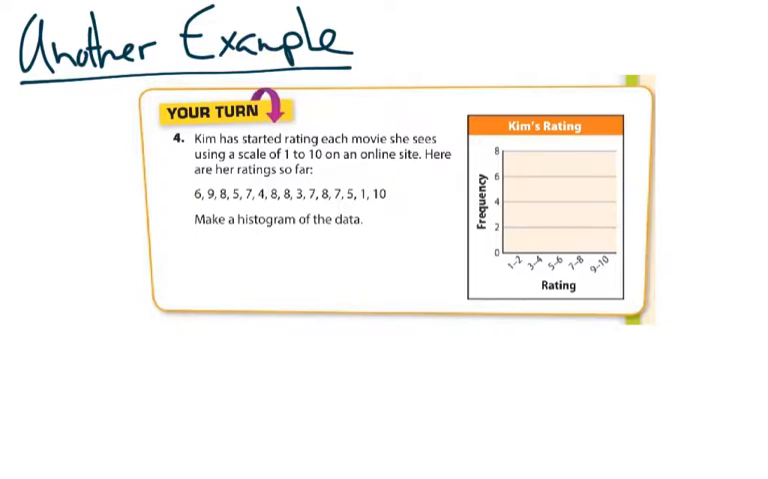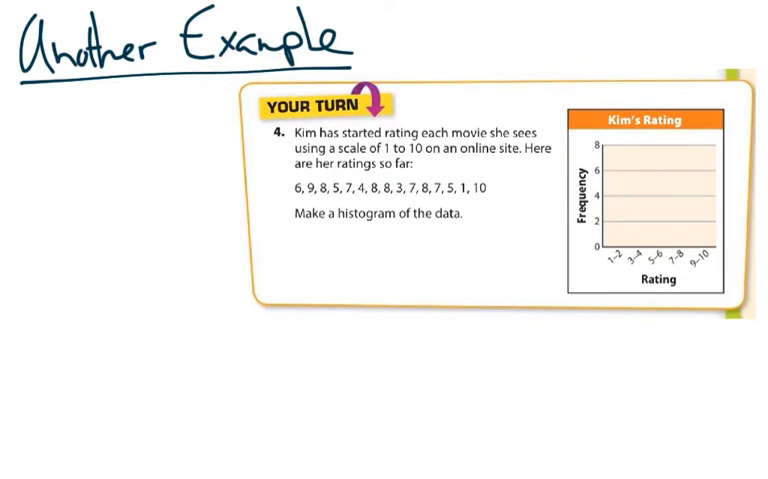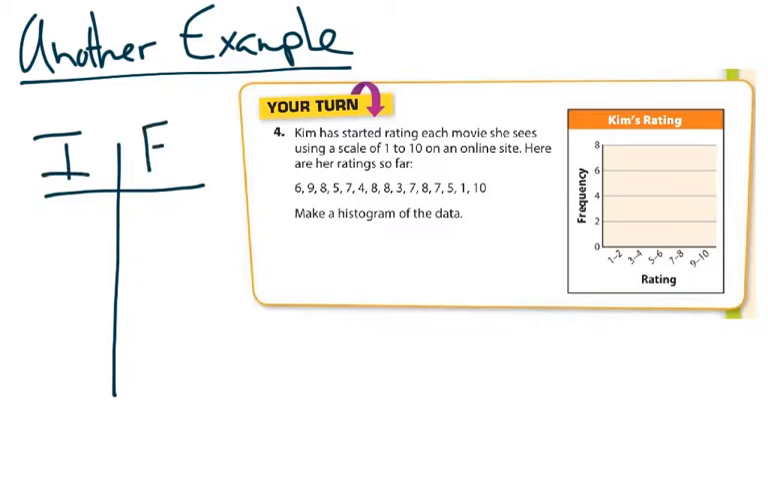Kim has started rating each movie she sees using a scale of 1 to 10 on an online site. Here are her ratings so far. Make a histogram of the data. So the first thing we need to do is make that table. Actually, first I'm going to move this picture over here, give myself some space. I want to make a table. On one side, I'm going to have the interval. On the other side, I'm going to have the frequency. And for this, I'm going to cheat. I'm going to use this right here to help me with it.